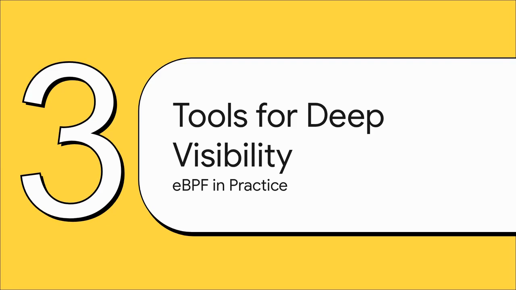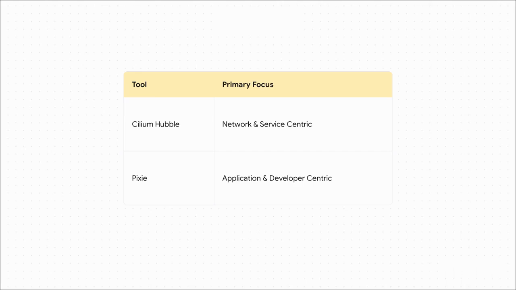Okay, so the theory is cool, but how do we actually use this power? Let's take a look at the real-world tools that put eBPF to work, things that architects can go and implement right now. Two of the big open-source players in this space are Cilium Hubble and Pixie. Think of it like this. Hubble is your network and service specialist. It gives you these incredible service maps and flow visibility, all from a networking point of view. Pixie, on the other hand, is a bit more developer-focused. It's looking at application-level stuff like HTTP, DNS, even database queries, to give you really deep insights into application performance. They're really just two sides of the same very powerful coin.